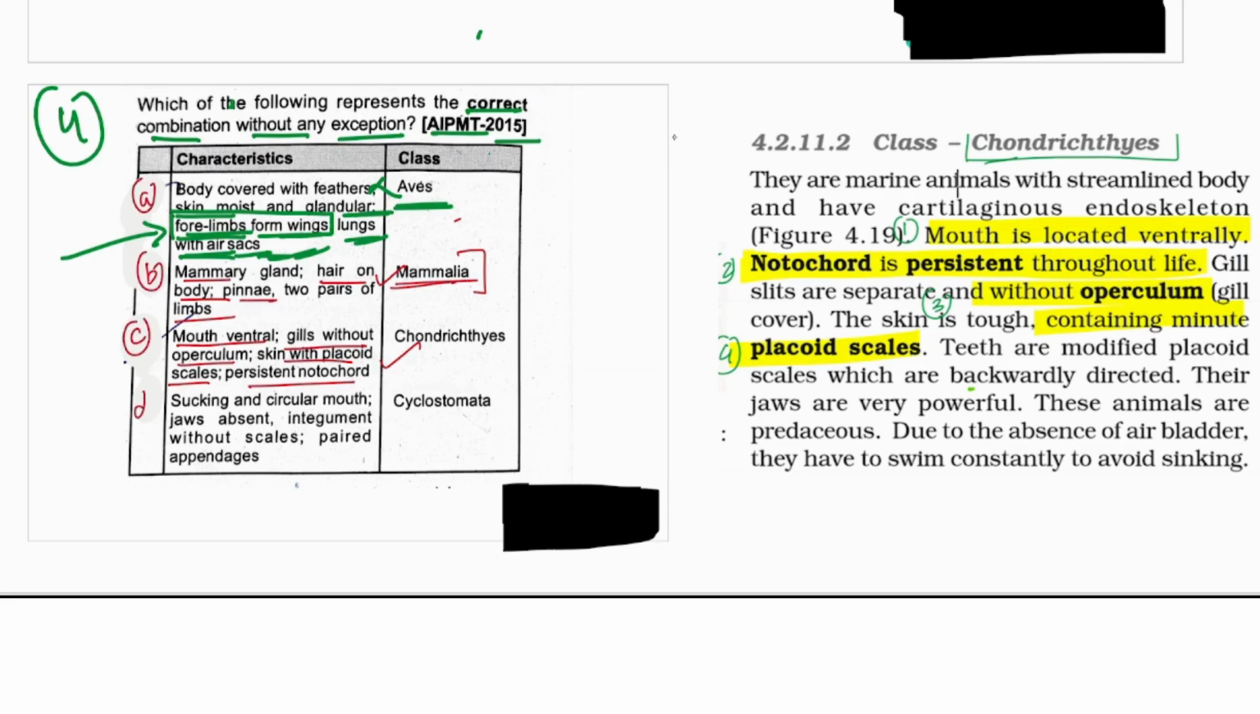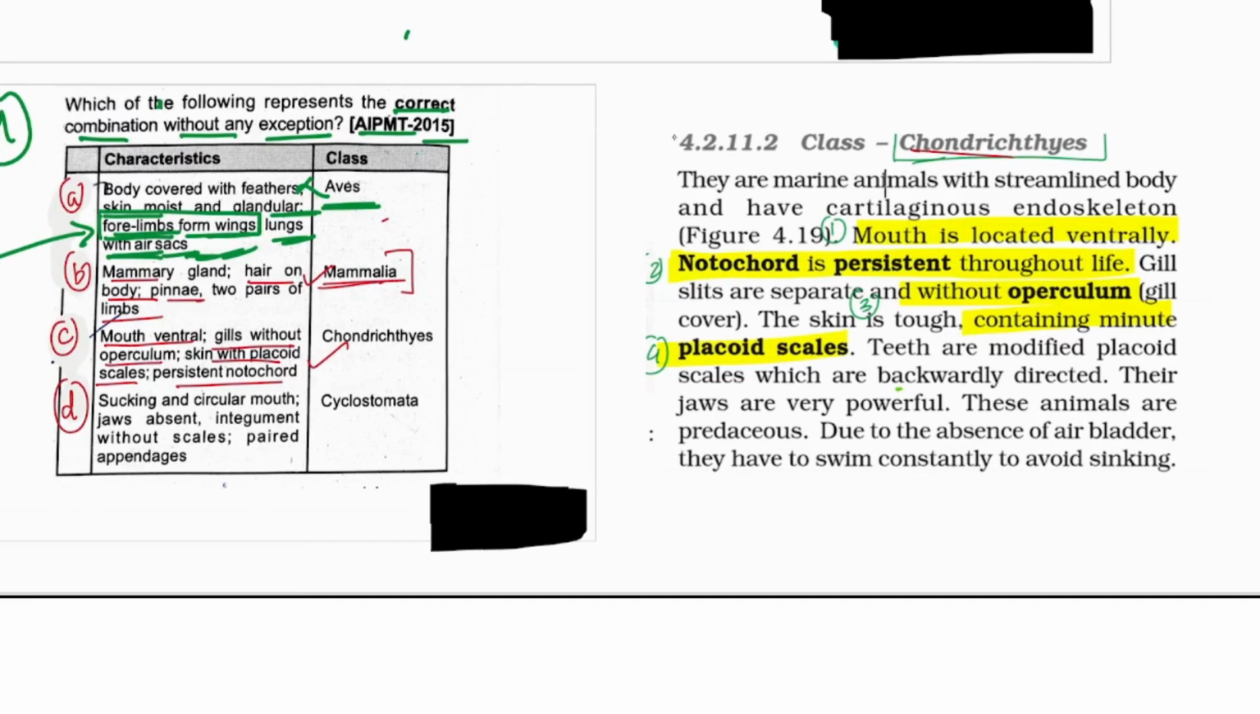Might be some mistake is there, so that is why I have taken the NCERT screenshot. In Chondrichthyes they have given that the mouth is located ventrally, the notochord is persistent throughout life, gill slits are separate without operculum, and the skin is tough containing minute placoid scales. That is all the same as given, skin with placoid scales. So we can say it contains minute placoid scales. That is what they have given here. So we can go with the second or the third. Let's see from these two, or any we can take.